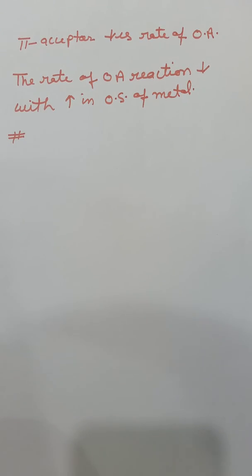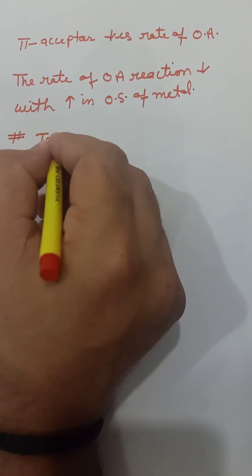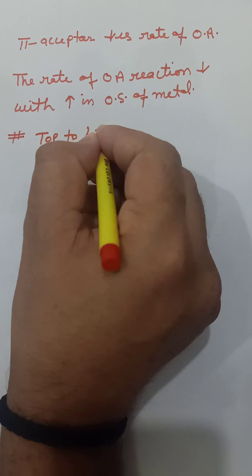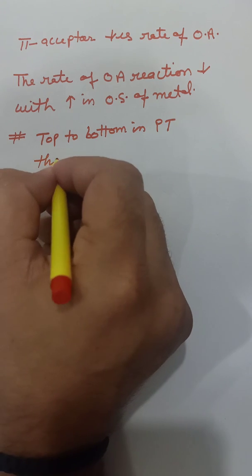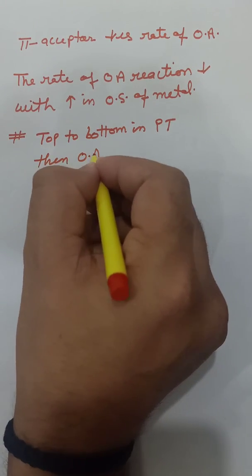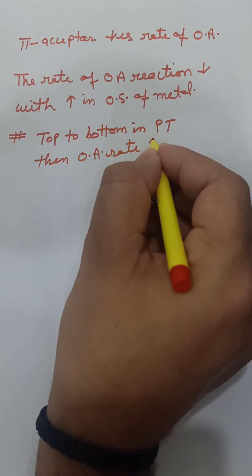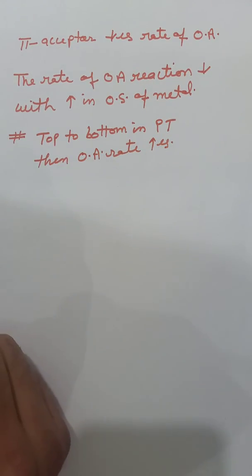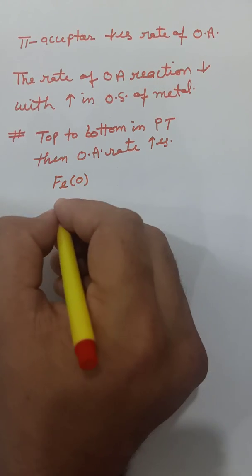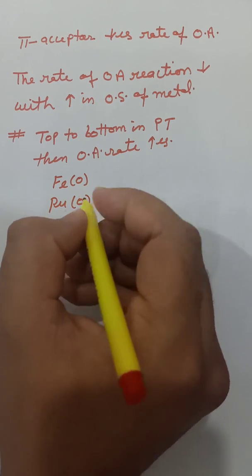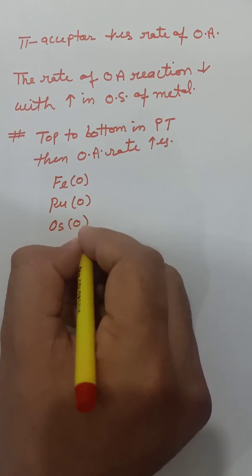Now when we move in the periodic table from top to bottom, the rate of oxidative addition increases. For example, let's say we have iron in zero oxidation state, ruthenium in zero oxidation state, and osmium in zero oxidation state.